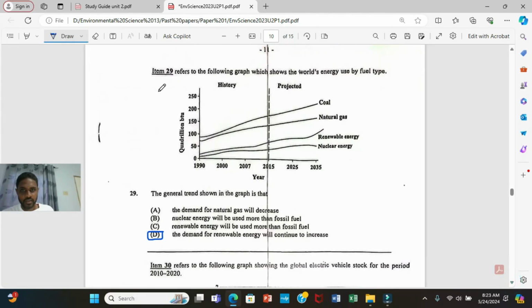It said item 29 refers to the following graph, which shows the world energy used by fuel type. So this is coal, it's going up. Natural gas is going up. Renewable energy is going up even higher here. Nuclear energy is going down. So the general trend shown in the graph, the best answer here, is that the demand for renewable energy will continue to increase. This is the correct one.